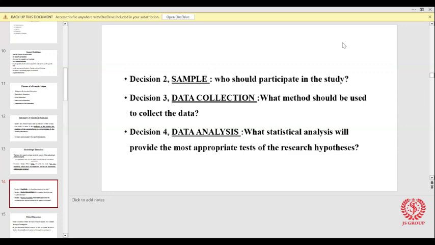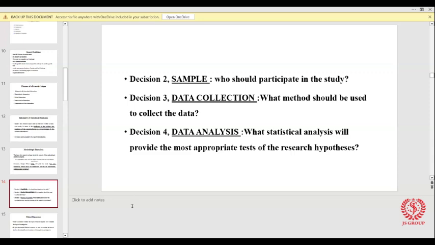What method should be used to collect the data? We all know the data collection methods like interview, observational checklist, rating scales, and many methods in a questionnaire: standardized questionnaire, semi-structured questionnaire, structured questionnaire. We have all heard of these, no? So we check what method we are using to collect the proper data. Then the decision for data analysis.